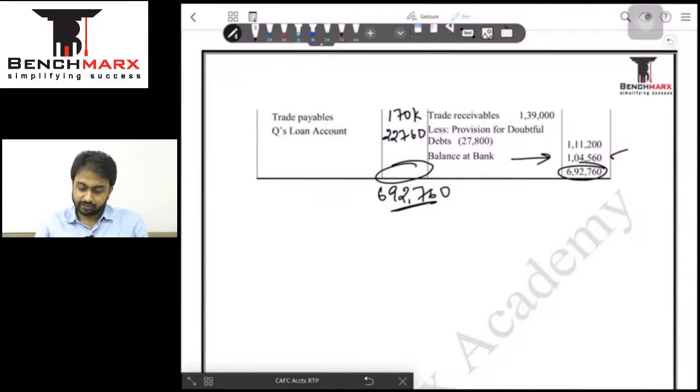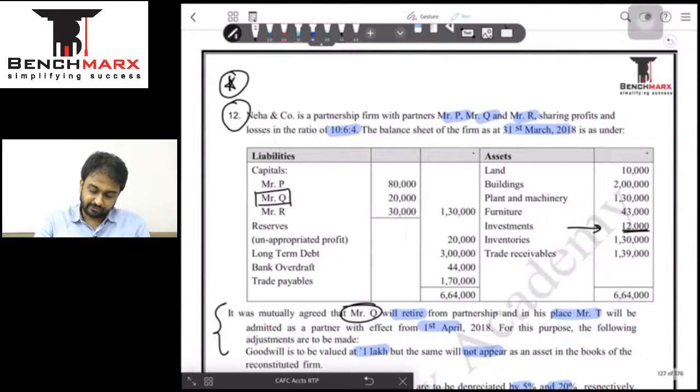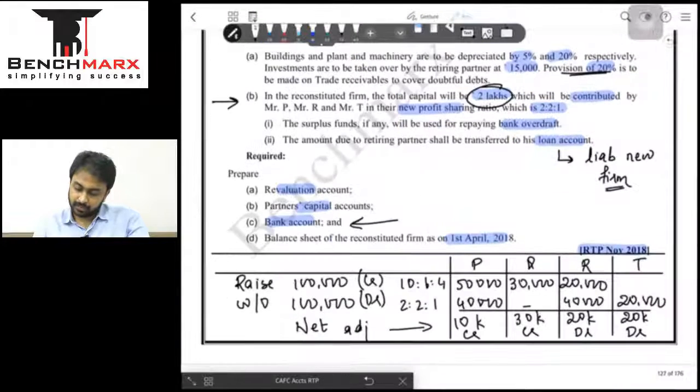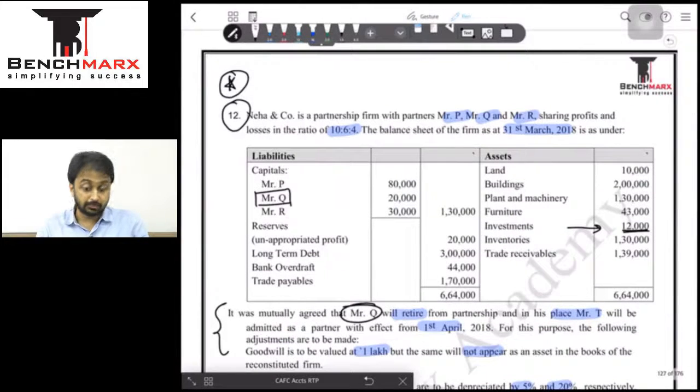ठीक है, so we have finished off question number 12 as well, and with this we have finished off your RTP questions of the chapter of partnership. ठीक है, so this is it. November 18 का last question has been dealt with and all other questions of RTP have been covered. काफ़ी important question है, please do not leave this chapter as option.